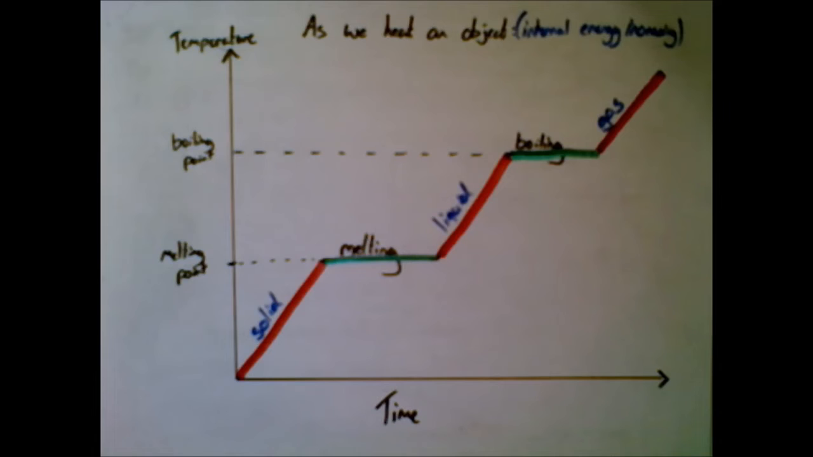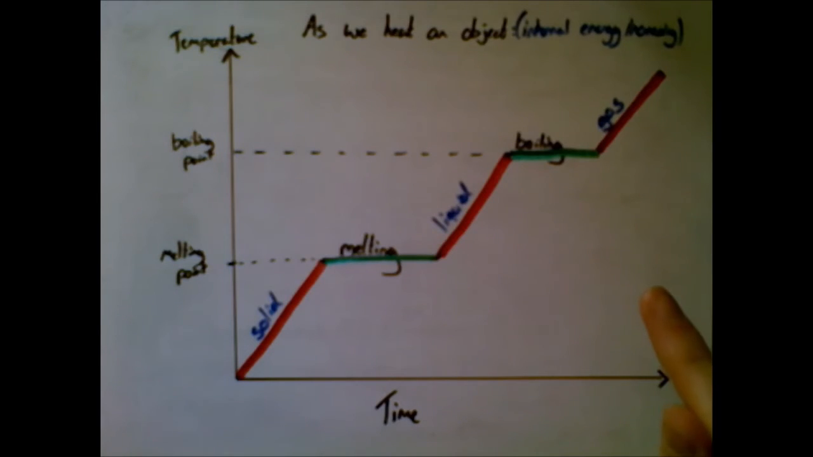Okay, so hopefully the colour coding there makes it quite clear. The red bits are where the kinetic energy of the particles is going up. The green bits are where the potential energy of the particles is going up. But remember, because the internal energy is the total of the kinetic and potential energies, all of the way through this, the internal energy is going up. If you are heating up a material, there's energy going into it, so the internal energy must be going up.